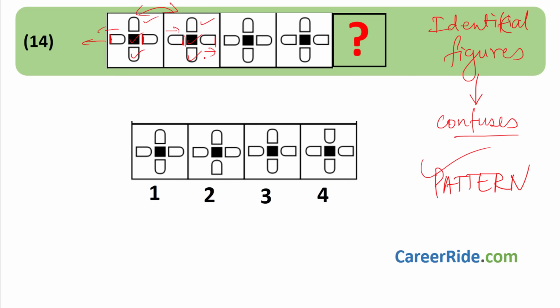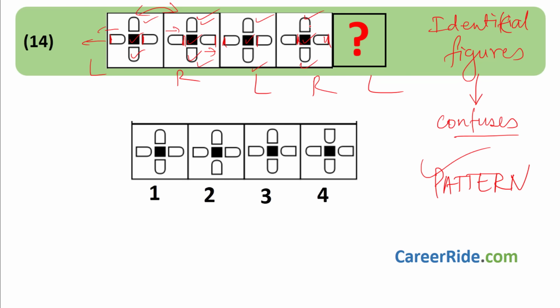Okay. Now next figure, between second and third figure, this remains same, this remains same. Now here again both of them are facing on the left hand side. This is same. Again over here same, same, same. Both of them are now facing on the right hand side. So what is the pattern? Left side facing, right side facing, left side facing, right side facing, left side facing.